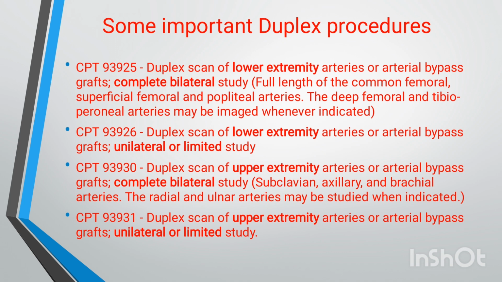In order to code the duplex scan of upper extremity arteries, we have two different CPT codes. One is CPT 93930 and the other one is CPT 93931. CPT 93930 is for complete bilateral study with subclavian, axillary and brachial arteries; the radial and ulnar arteries may be present or may not be present, must not be considered compulsory, and can be reported as 93930. In case of a unilateral exam, or in case any of the above mentioned arteries is missing in the report, then we need to bill it with CPT 93931.